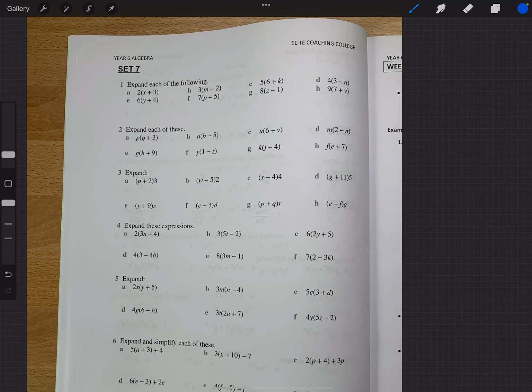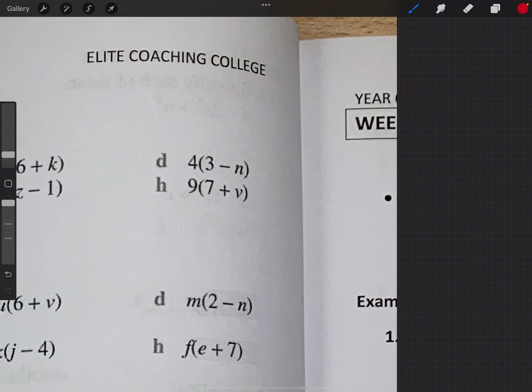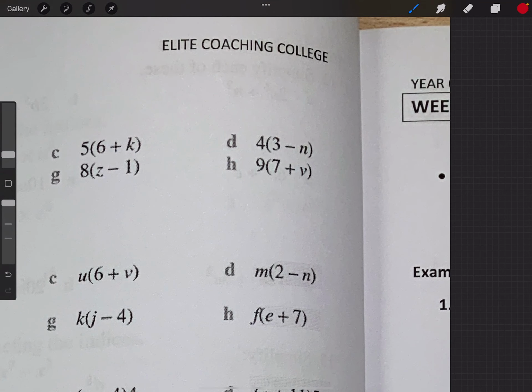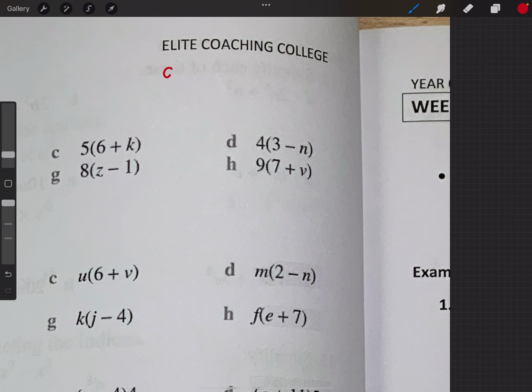Set 7. It says expand each of the following. Okay, so what we do is we're going to expand. And now, how do you expand? Let's remember the rule. If I have a times b plus c in brackets, the way we expand it is we multiply it in.